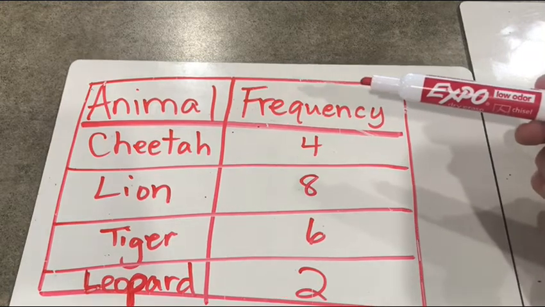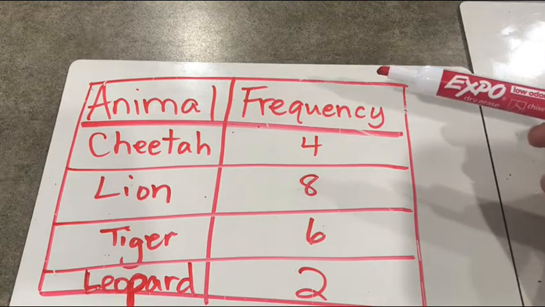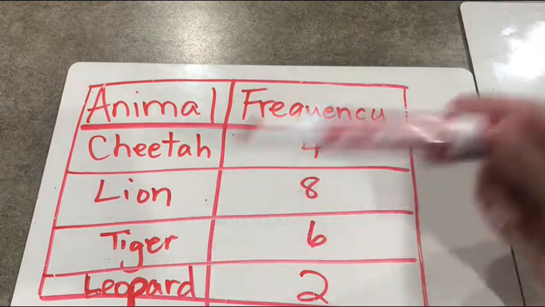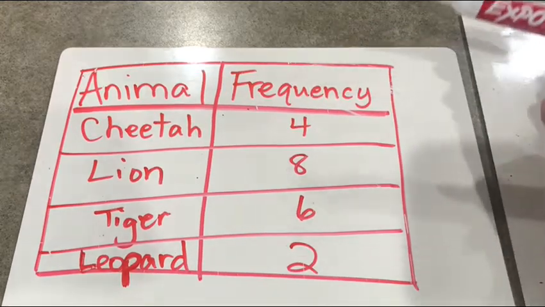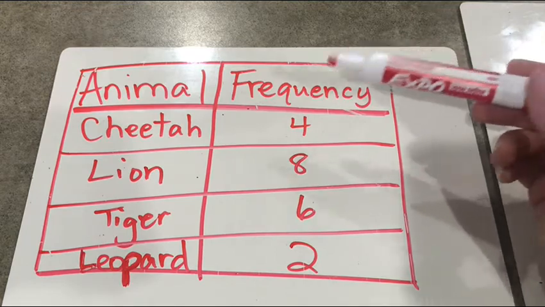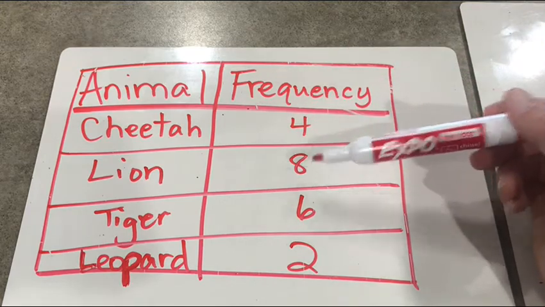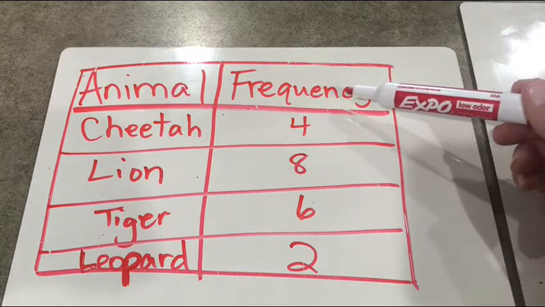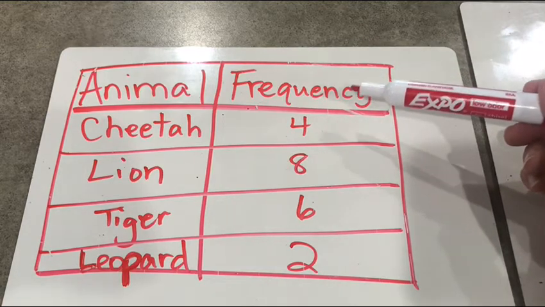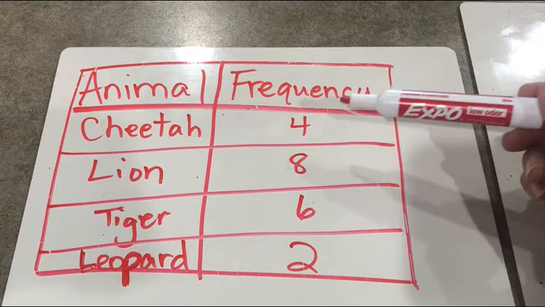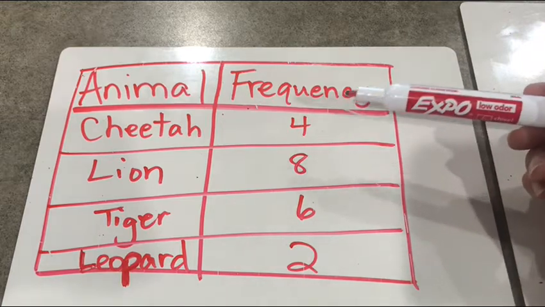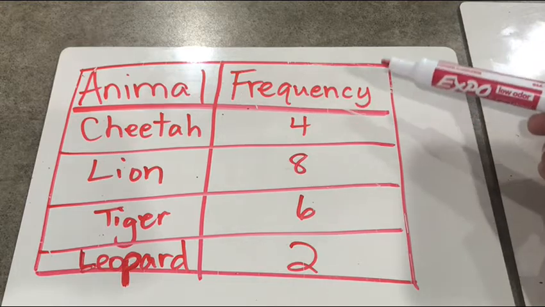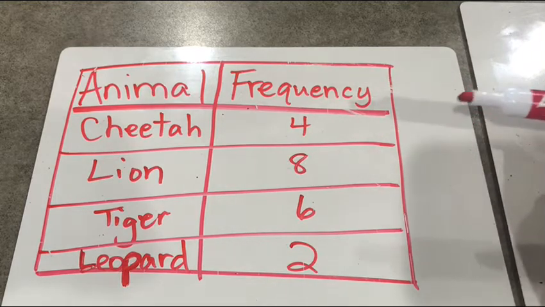All right, so let's pretend this is a wildlife reserve and they are helping these types of animals out. And so at this wildlife reserve, they have 4 cheetahs, 8 lions, 6 tigers, and 2 leopards. So the frequency of an object is how often it happens. So a frequency table is just giving you a normal amount of information that you're used to seeing on a table, okay? They're just adding that frequency in there.